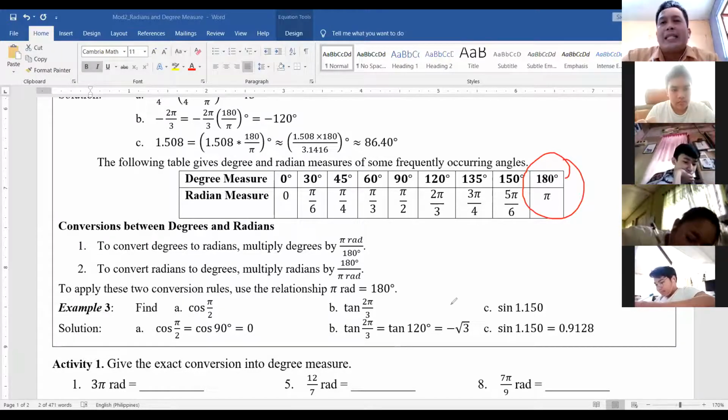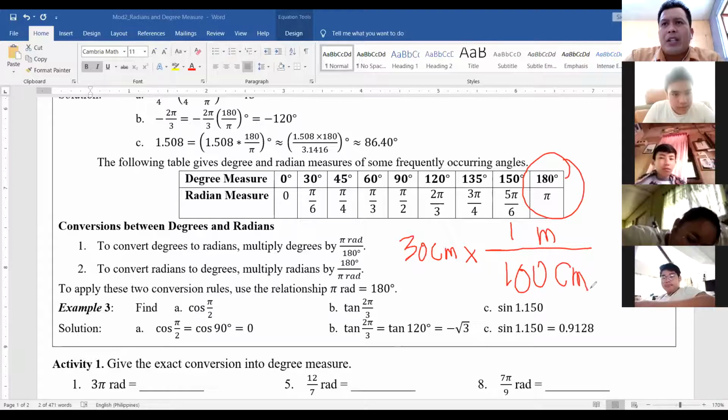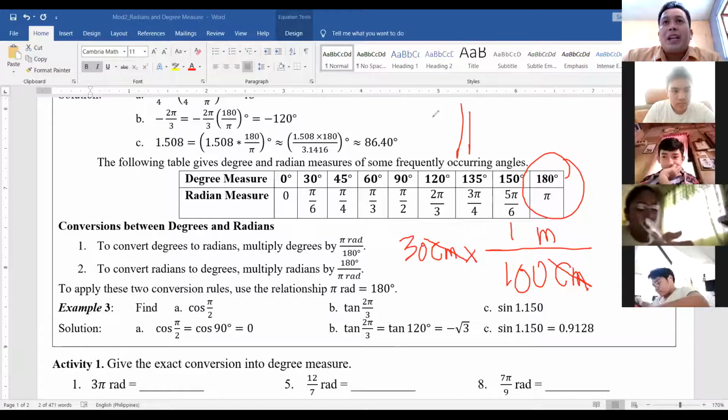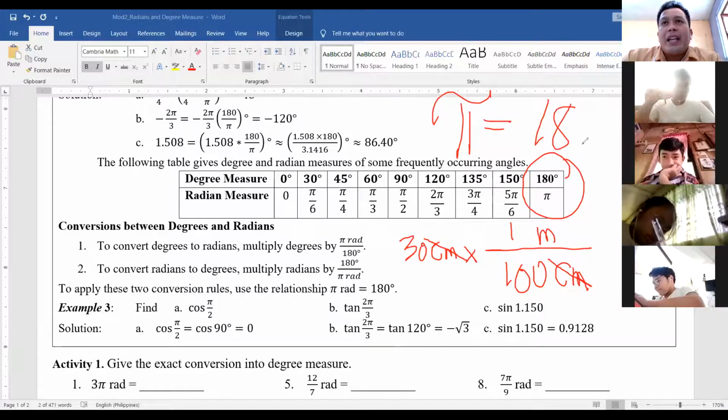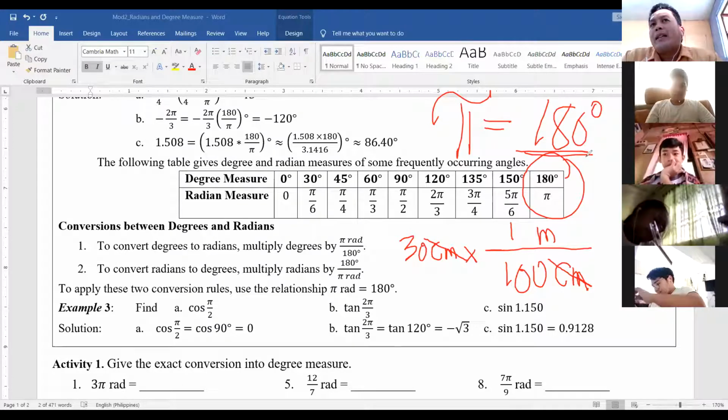Just like in conversion class, convert 30 centimeters to meters. So we will multiply it by 1 meter is 100 centimeters. You may ask a question, where did you get 100 centimeters, sir? That is the equivalent value of meters to centimeters. So when you ask me, where did you get 180 degrees, sir? The relationship that exists is that 1 pi radian is equal to 180 degrees in the other mode of measuring an angle.